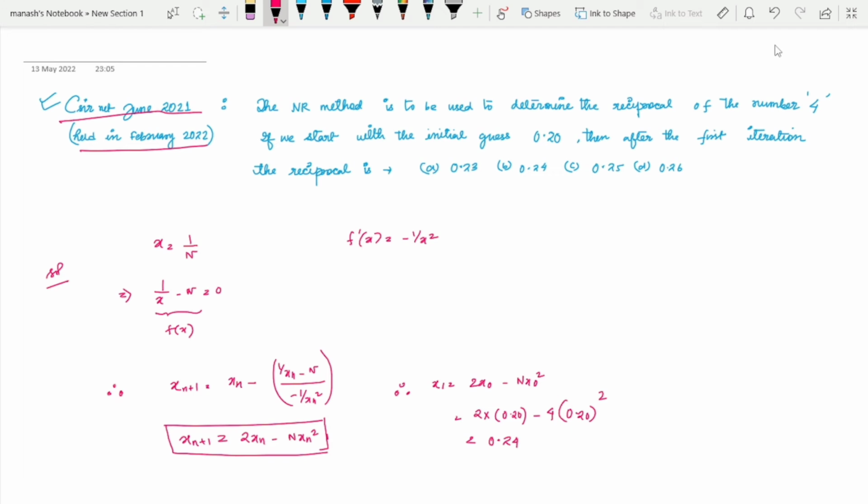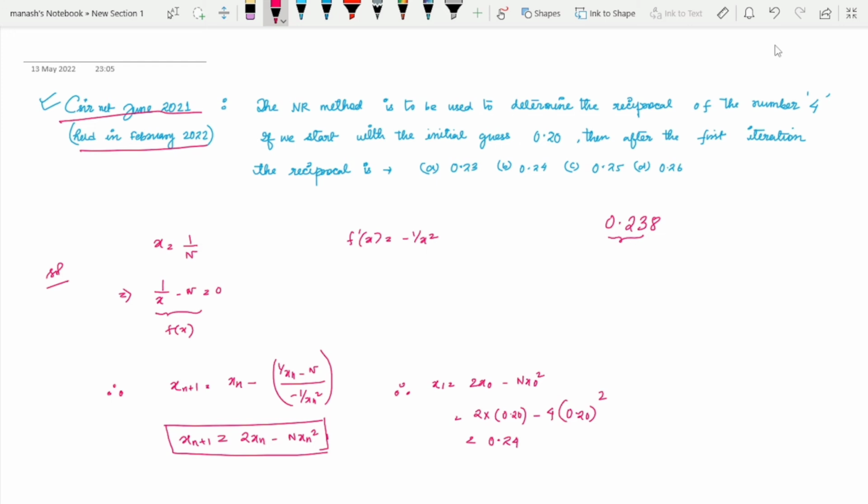See, the options are so close: 0.23, 0.24, 0.25, 0.26. My option came out to be 0.238, but in the question it was asked to find up to 2 decimal places, so I clicked the option as 0.23, right? So that is the mistake I have done. That is why I'm telling you, don't make these types of mistakes, don't approximate. But I approximated something, and in the exam I made this type of mistake, right?